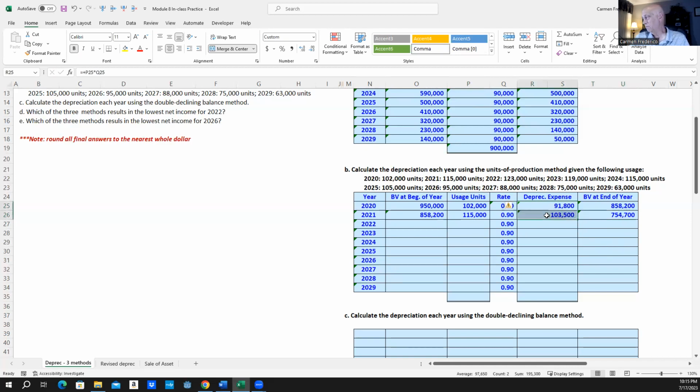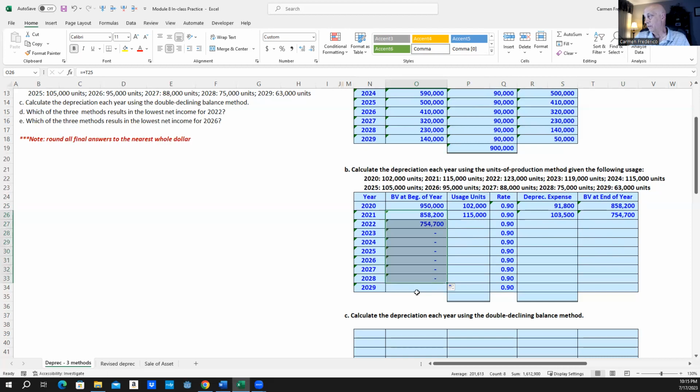We've accumulated $195,300 of accumulated depreciation after 2 years. Okay, so the cost of $950,000 minus the accumulated depreciation of $195,300 equals an ending book value of $754,700. And we know that the beginning book value is last year's ending book value. And just copy this formula down.